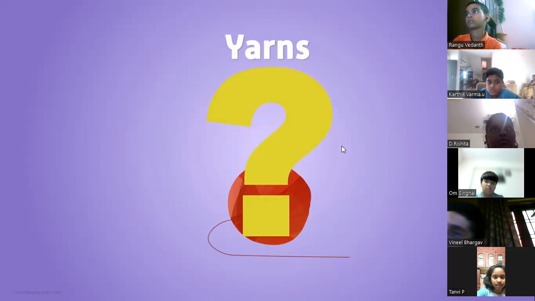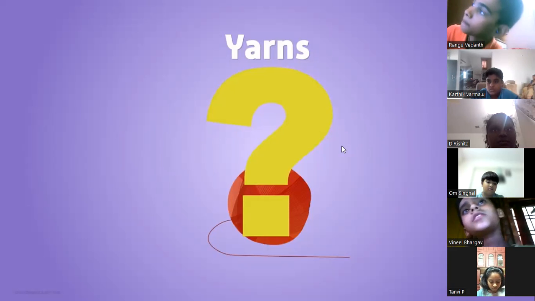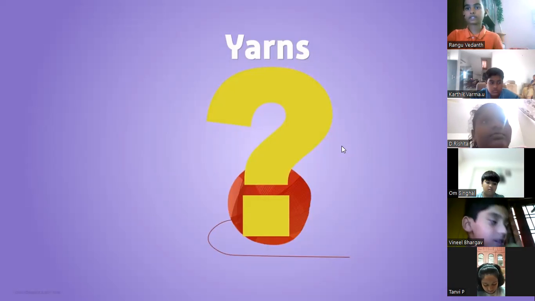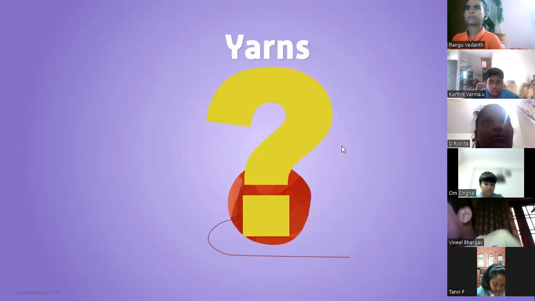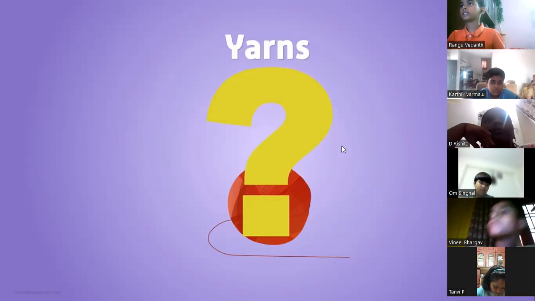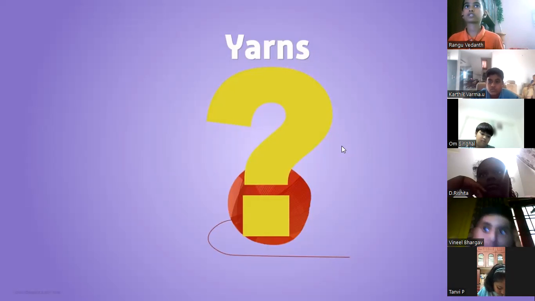Good. Thanks, sir. So, sir, what does yarn mean? Yeah, Vedant. Sir, like thin structures which are made up of fibers, and they can be used in the process of knitting and weaving, so they can be turned into clothes. Okay, good.